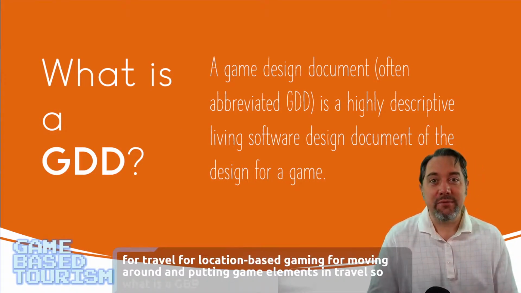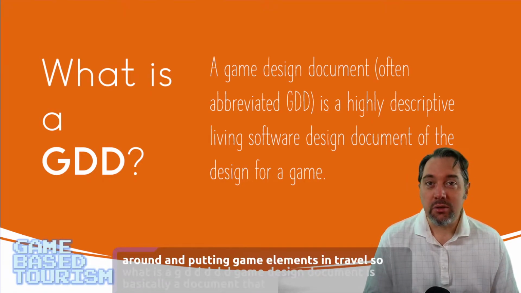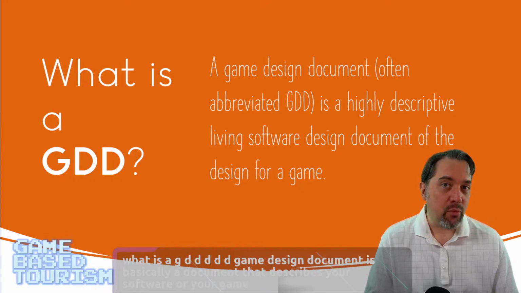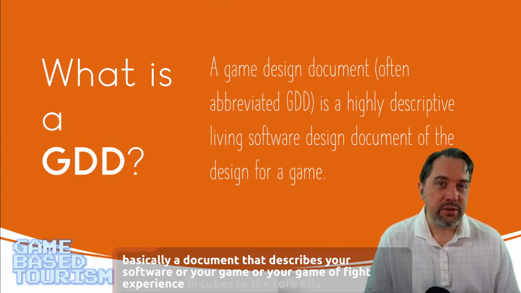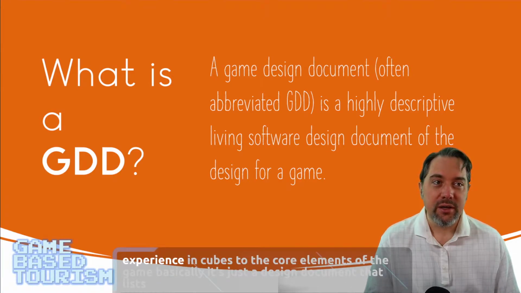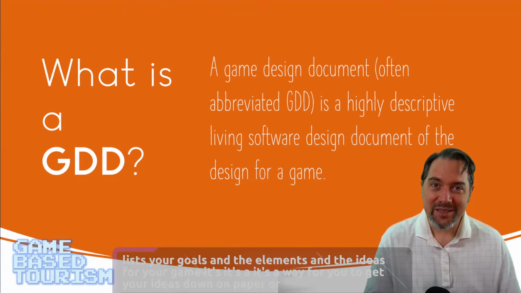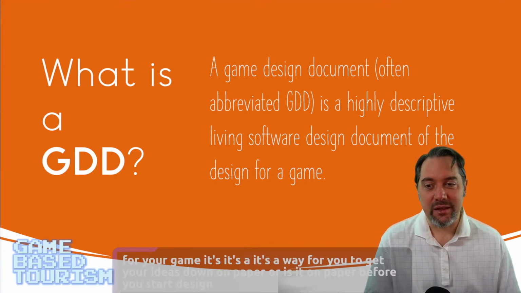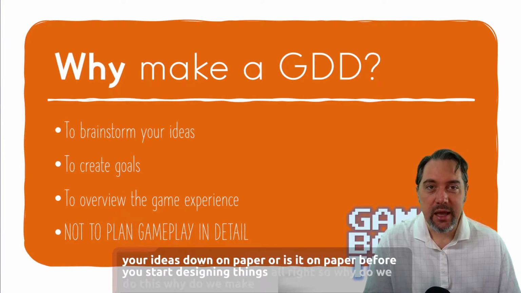So what is a GDD? GDD, Game Design Document. It's basically a document that describes your software or your game or your gamified experience and gives the core elements of the game. It's a design document that lists your goals and the elements and the ideas for your game. It's a way for you to get your ideas down on paper or digital paper before you start designing things. All right, so why do we do this? Why do we make a game design document?